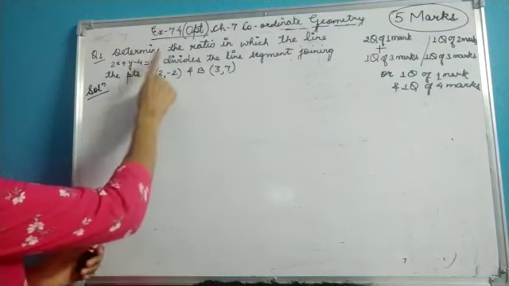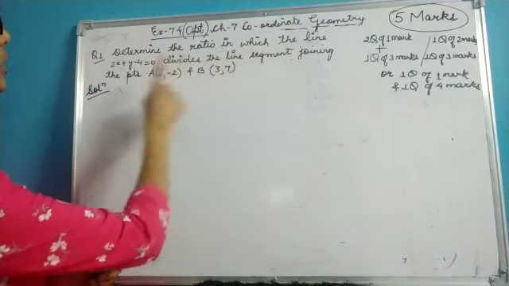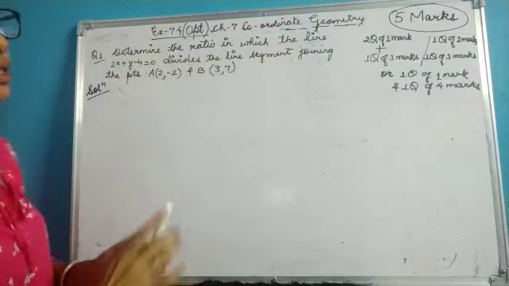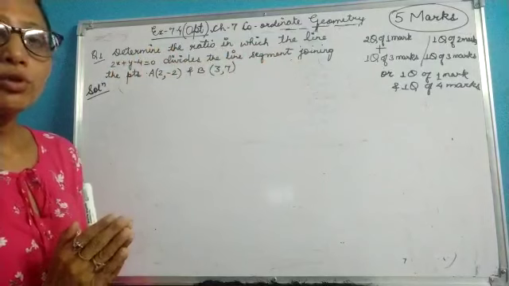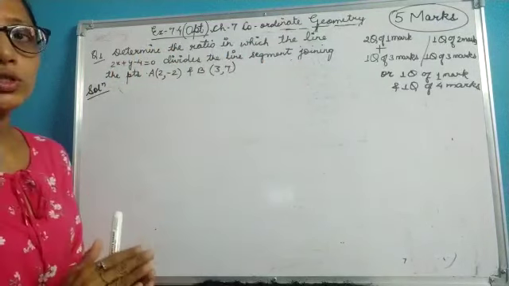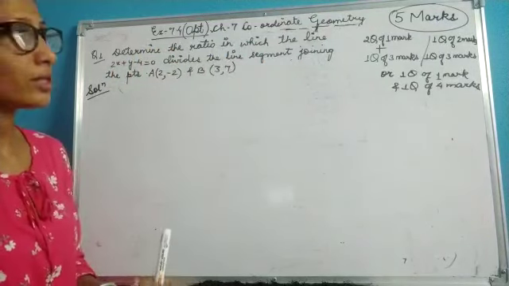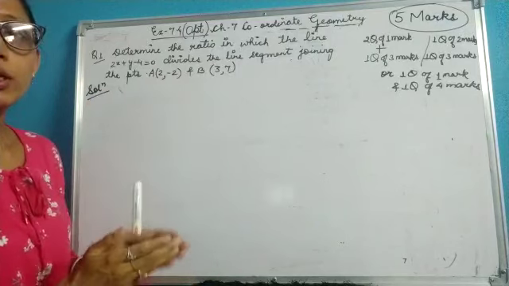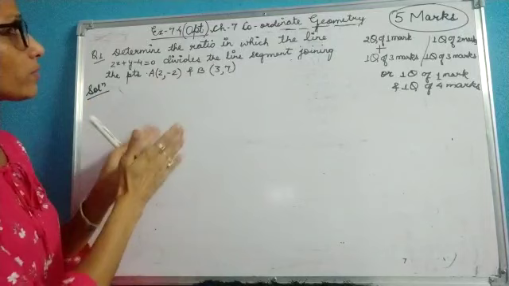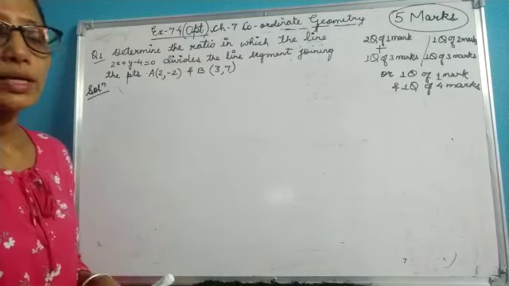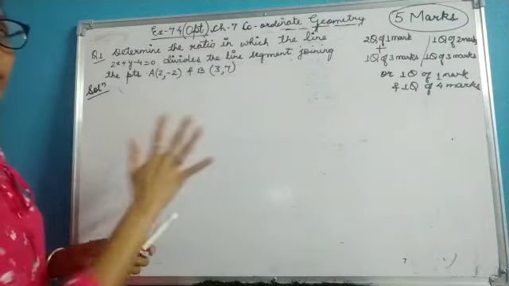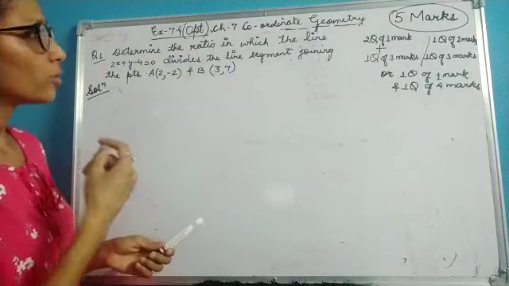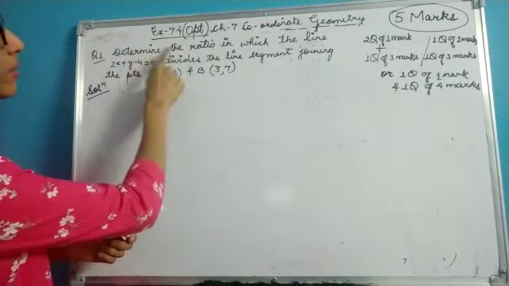It is given, determine the ratio in which the line this divides the line segment joining the points this and this. Children, you have not done this type of question in any of the exercises. But board prefers to give these types of question in the paper. So that's why we are discussing this optional exercise. Now, there is nothing different in this question. You need to just use your mind. Here it is given, determine the ratio.